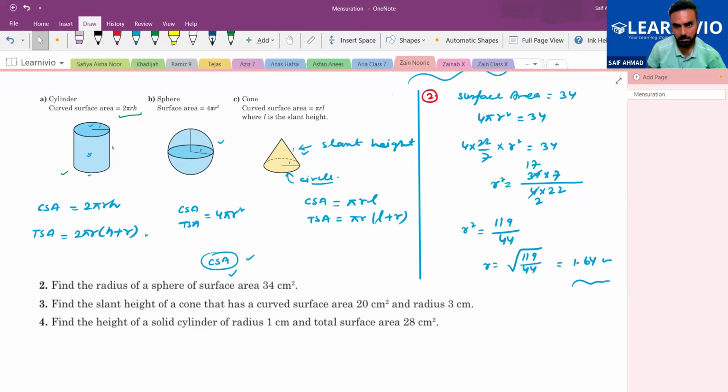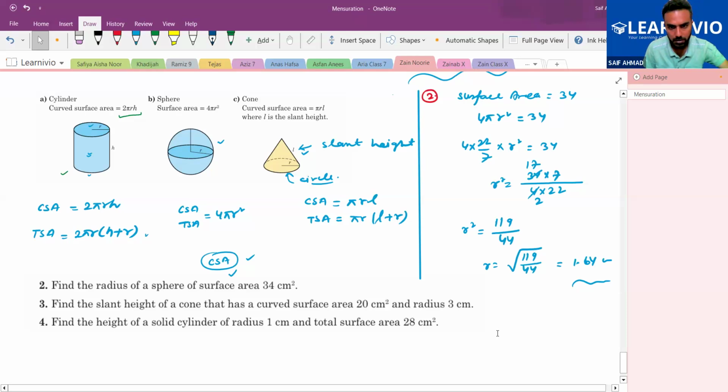In a cone, the length means the slant height, right? Length is not the slant height. It is not length. L is the symbol of slant height. In the formula, L is the slant height.